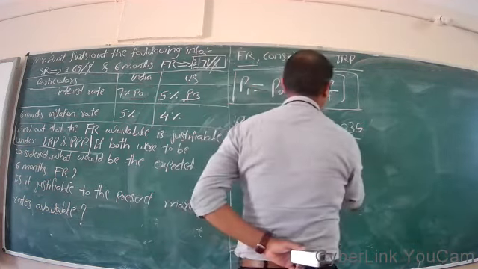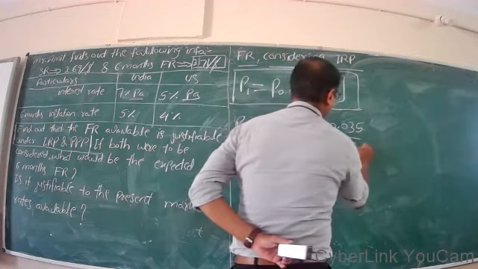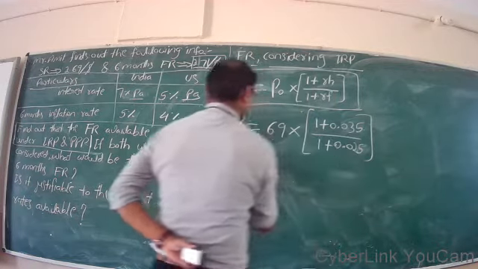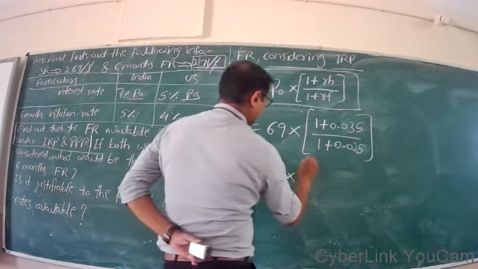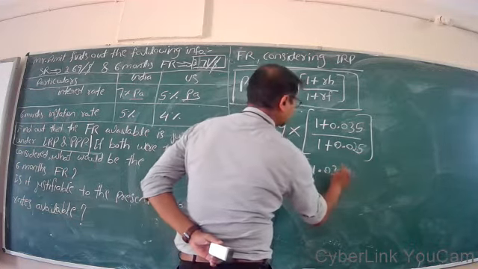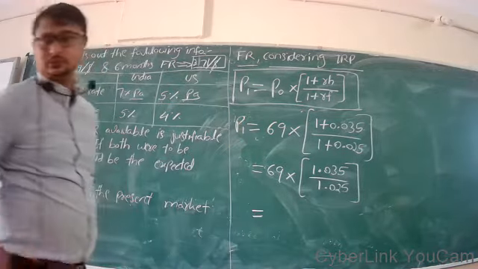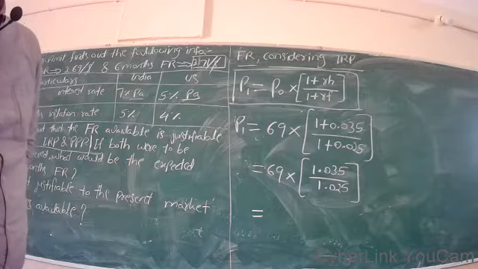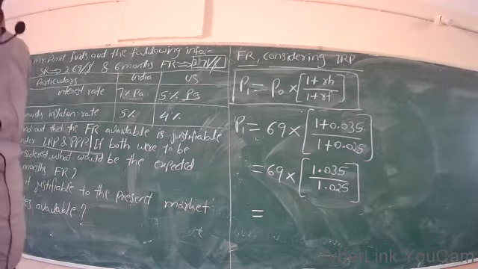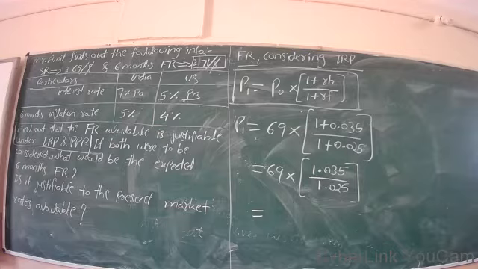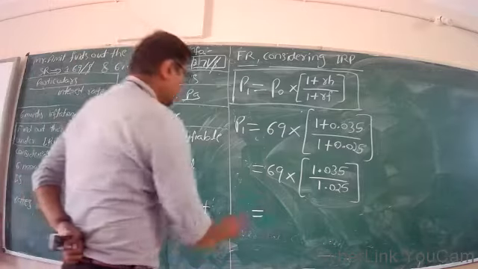So 3.5% divided by, in US it is 2.5%. So that is equals to 69 multiplied by 1.035 divided by 1.025. That is equals to 69.67.